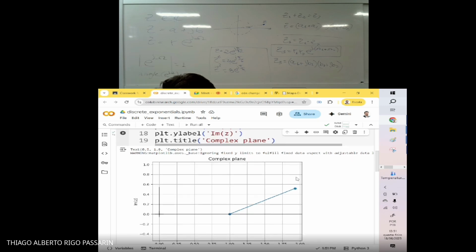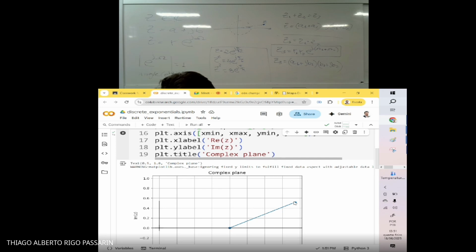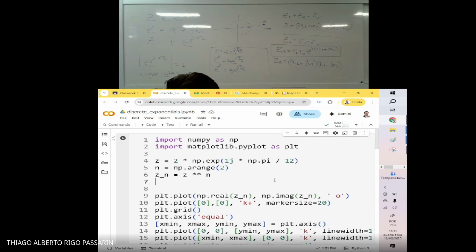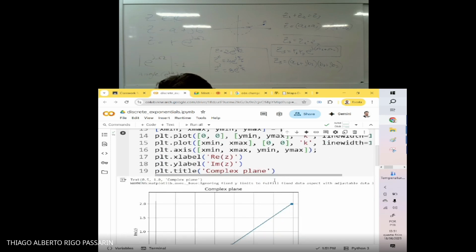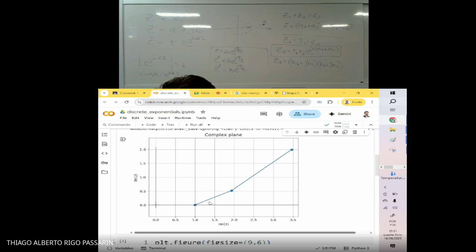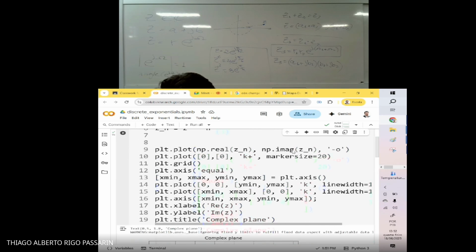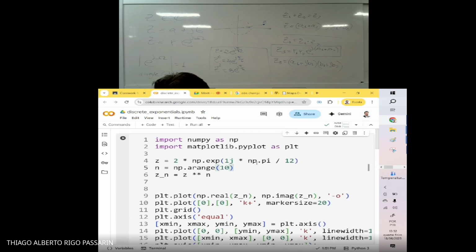So if I go on here with z to the power of 2, I will have something like here, right? Let's go, one more. Now z squared. So this guy has twice the angle of this guy, and it has the radius of this guy squared. Now we can go on to 10.